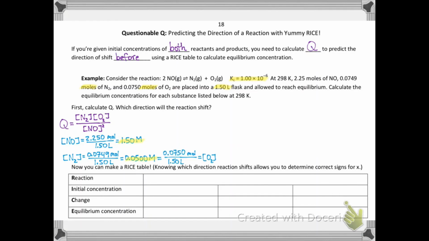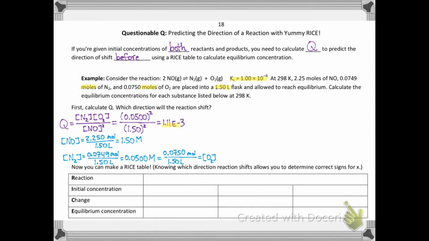Okay, now we have all the relevant values we need, so we need to go ahead and plug these values back into our Q expression and solve. So you should totally try that for yourself because it's so much fun, delicious math. And then go ahead and predict what direction the reaction will shift. When you're ready to check your answer, unpause the video.